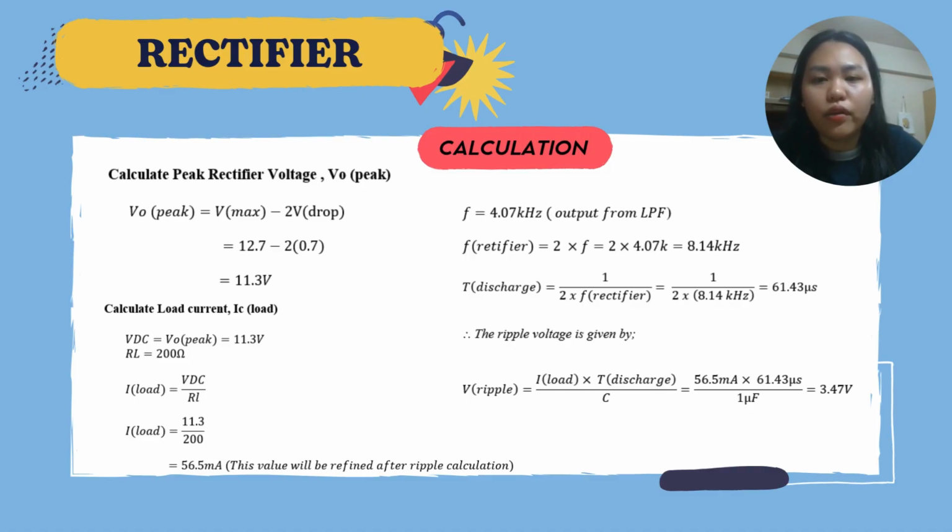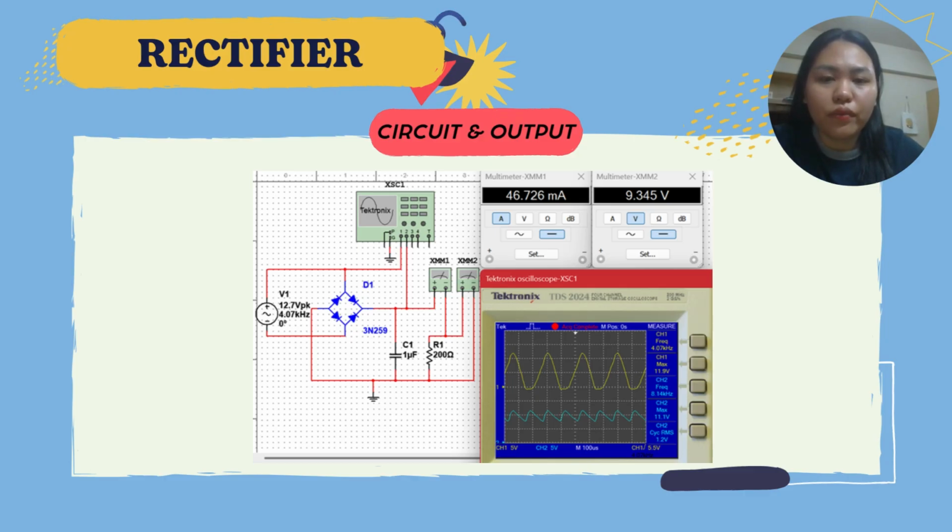In summary, the calculated peak rectifier voltage is 11.3V. The value for the load current is 56.5 milliampere. And the value for ripple voltage is 3.47V. This shows how each stage of the power supply affects the output quality. This is a full wave bridge rectifier using 4 diodes. When the AC input alternates, the diodes conduct in pairs to produce a pulsating DC output.